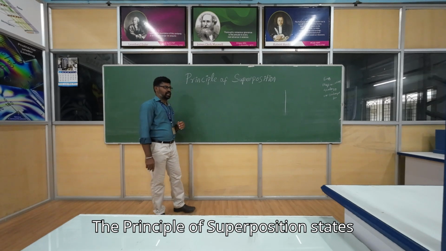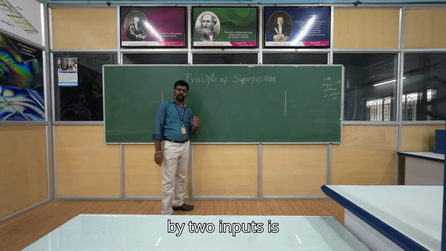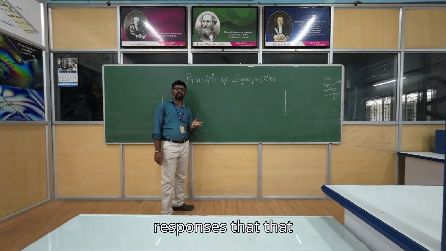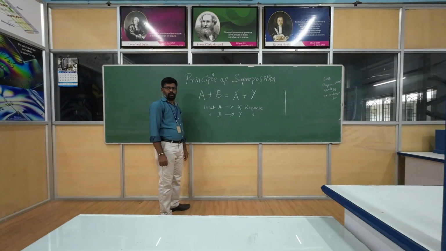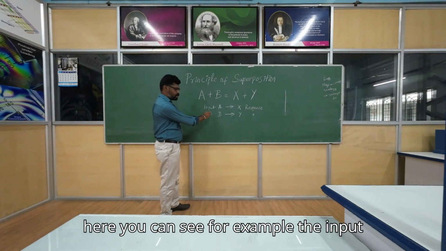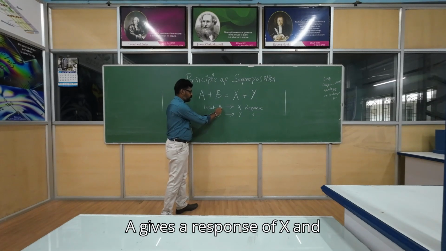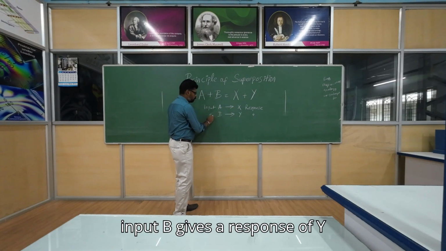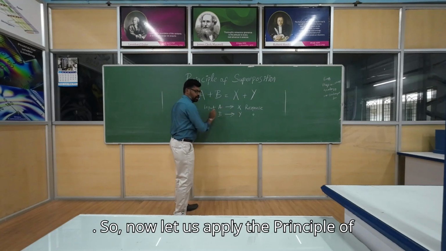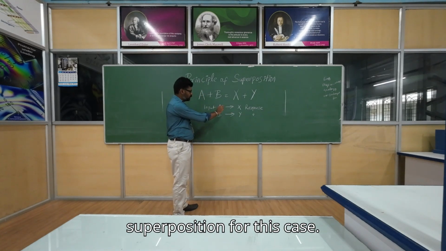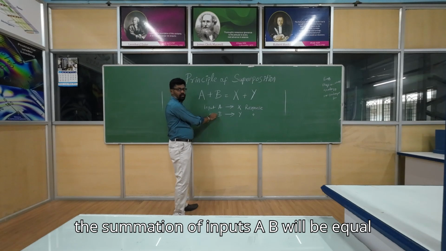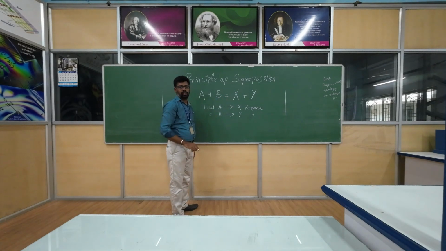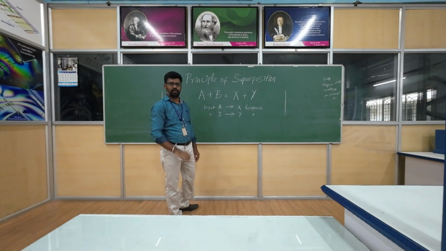The principle of superposition states that the net response caused by two inputs is the sum of the responses that would have been caused by each input individually. So just now I have told it orally. Here you can see, for example, input A gives a response of X, and input B gives a response of Y. Now let us apply the principle of superposition for this case. As per the principle of superposition, the summation of inputs A plus B will be equal to X plus Y. This is what the principle of superposition says.